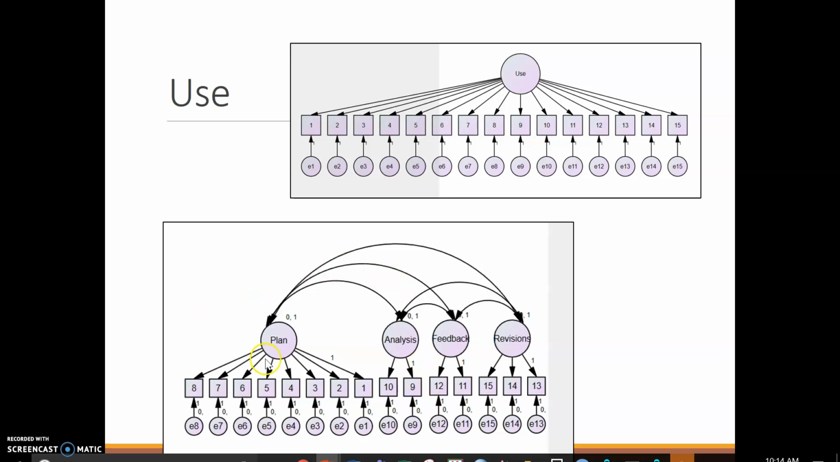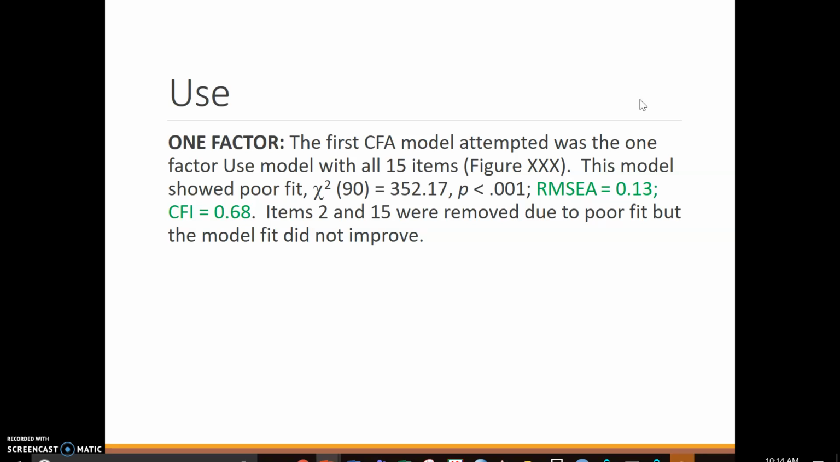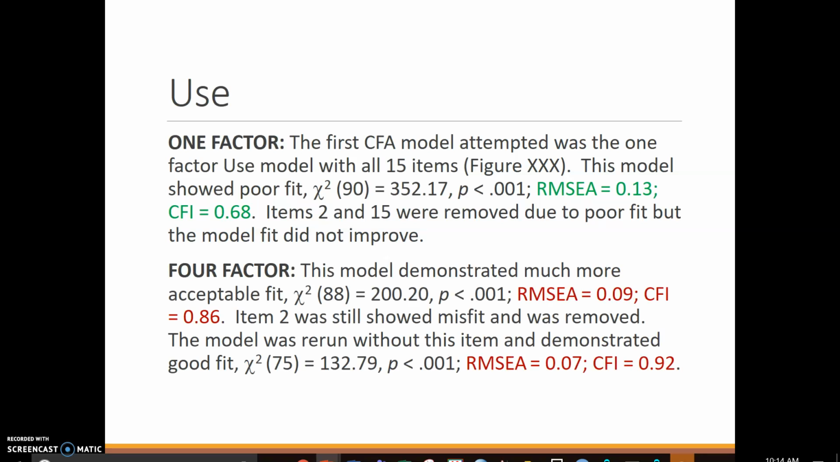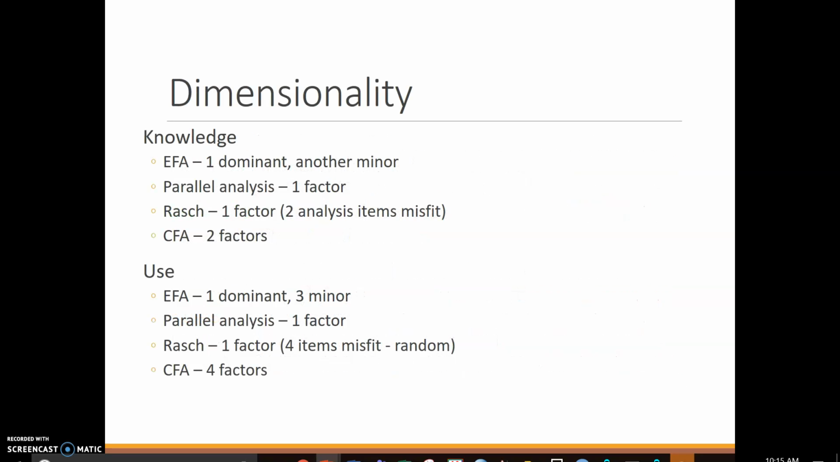For use, we're going to run four factors and compare that to a single factor. For the single factor, it's not good. Neither one of these are good. And even removing items that misfit due to factor loadings, it doesn't improve. Four-factor, major improvement, and especially when removing item 2 that was still misfitting, we get an even better fit. So much more support for a four-factor than a one-factor.